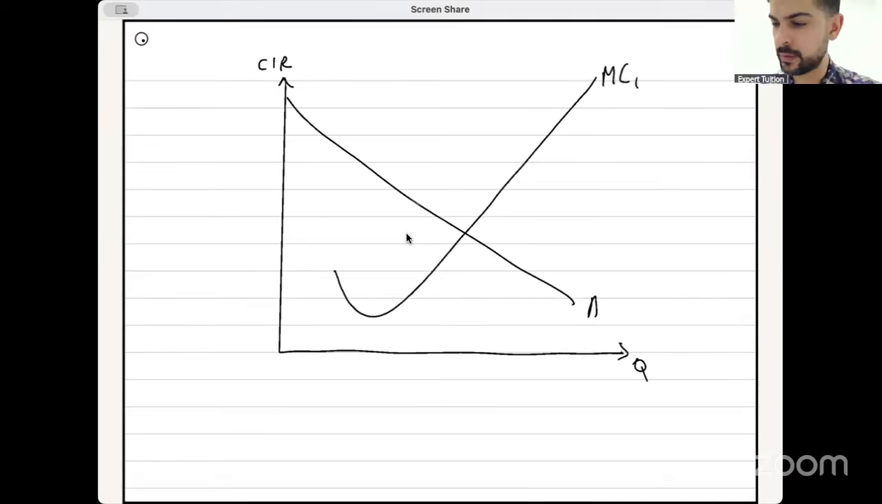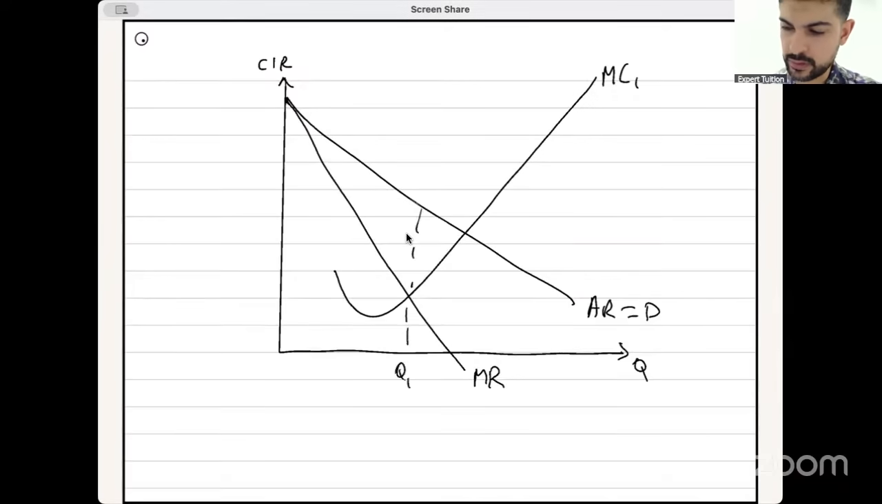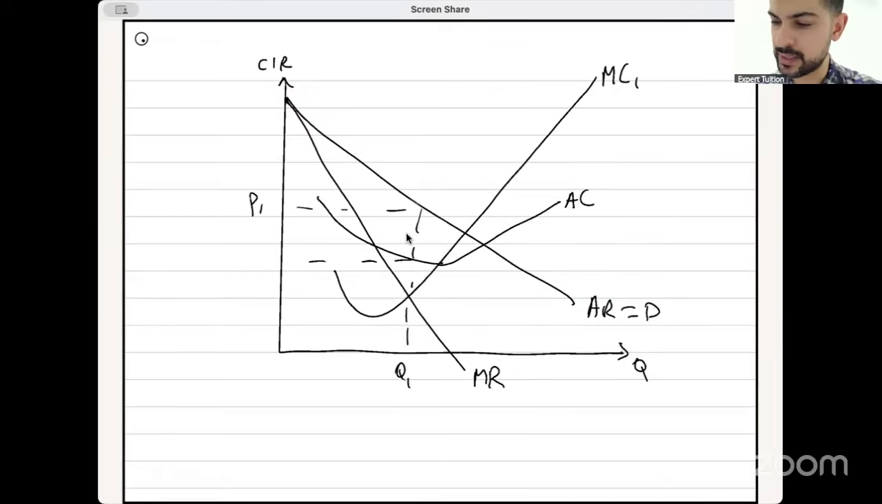MC1. No, I'm going to do it really rough. AR equals D. That's MR. That's Q1. That's P1. All right, that's the cost going. That is the most disgusting deformed AC curve. But I think we've drawn this about 1,000 times. You guys are probably bored of drawing this now. And then we said variable costs are going down. This is MC2.